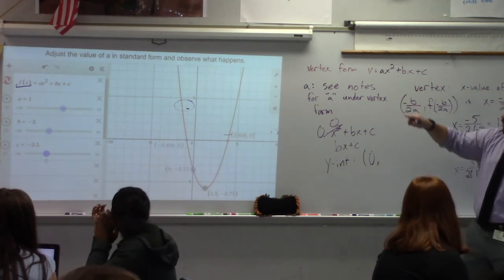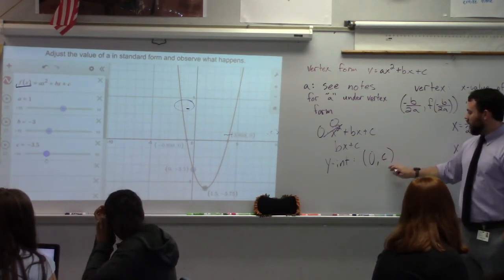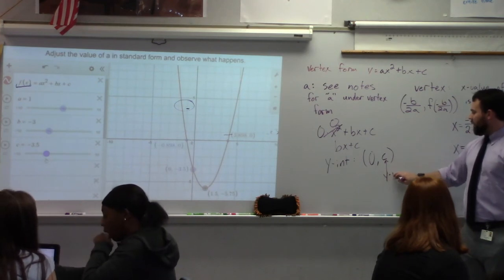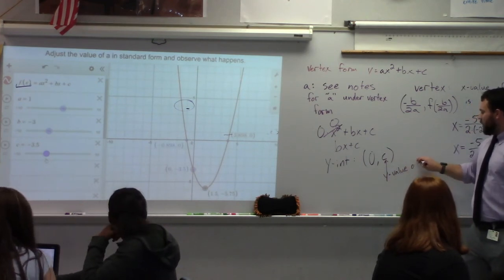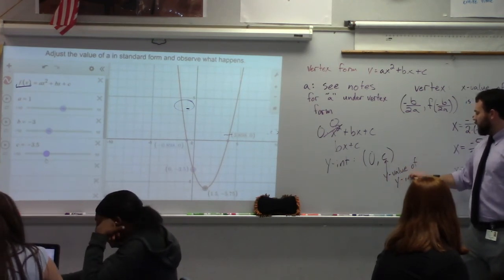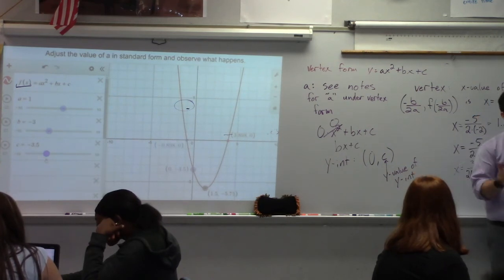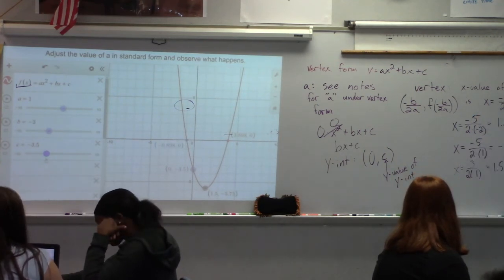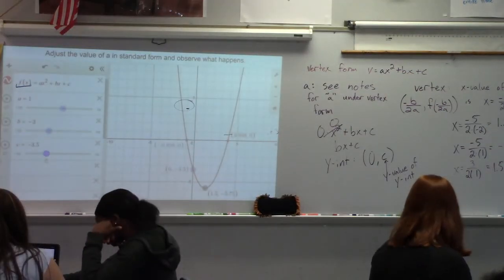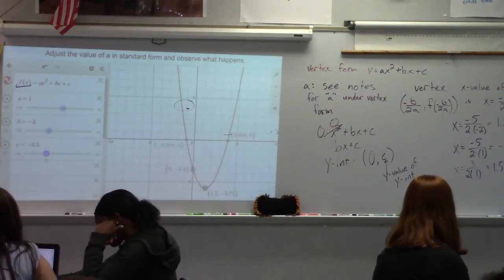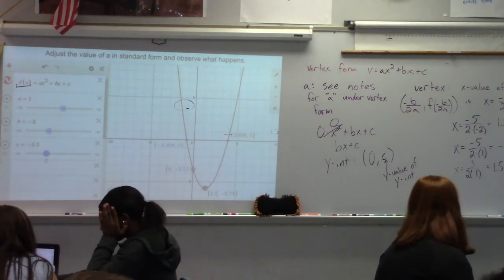Based on the standard form? C. Right? C is the y value of the y-intercept for that standard form. Just for that standard form. It's only for standard form. You don't have C in any other form. Think about vertex form. y equals a times (x minus h) squared plus k. No C. And if you look at factored form, there is no C.